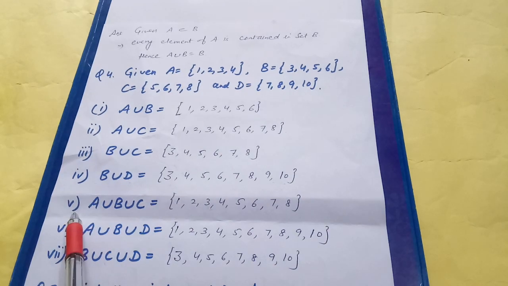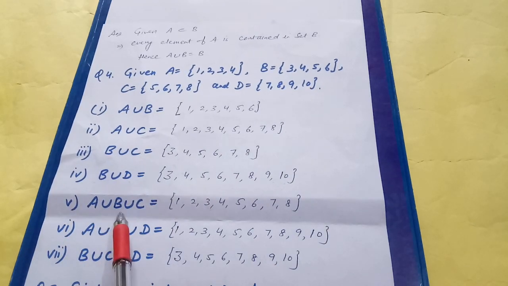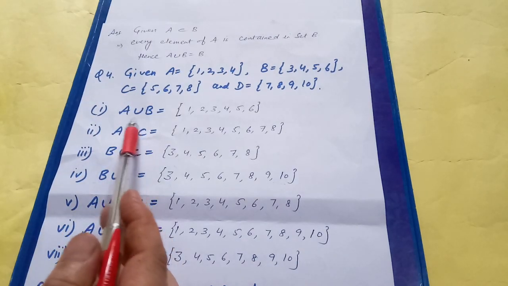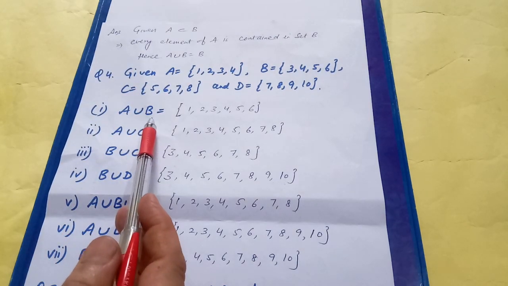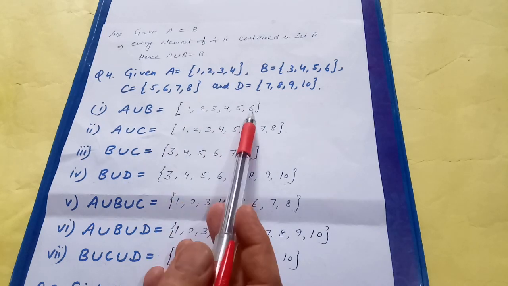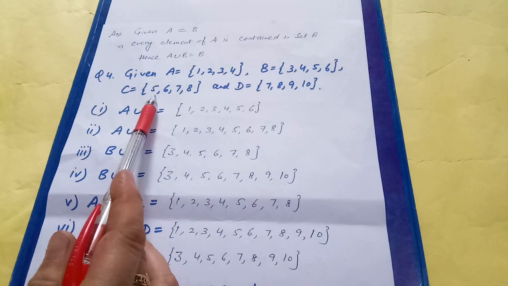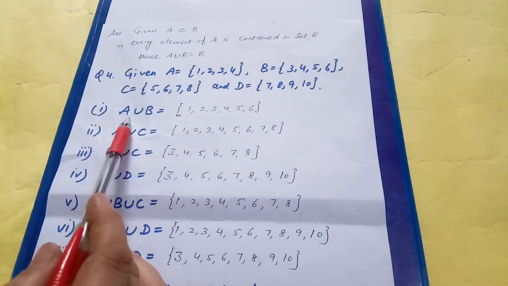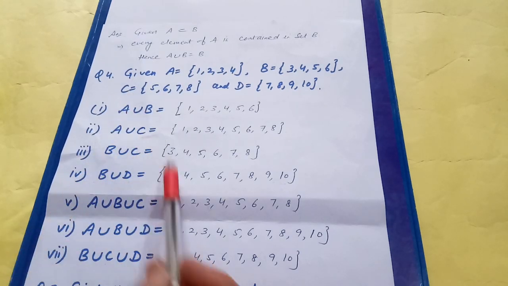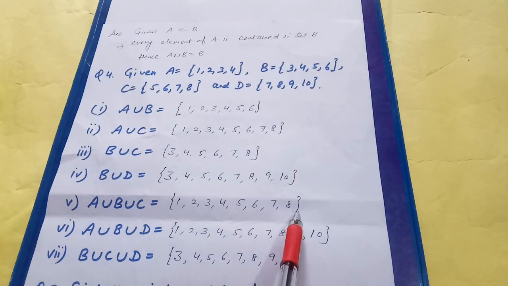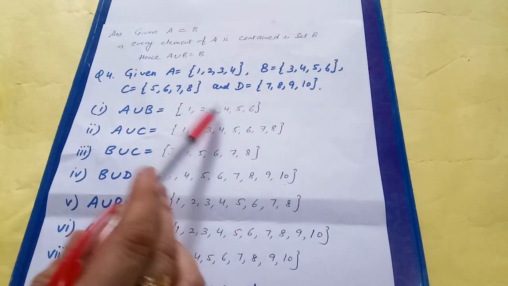In next fifth part, A union B union C. Now see, in first part we have already calculated A union B, and the elements of A union B are these 1, 2, 3, 4, 5, 6. Now take the union of this set with the C set. So take the union of A union B and C set. The elements are 1, 2, 3, 4, 5, 6, 7 and 8, because 5, 6 is common between these two.